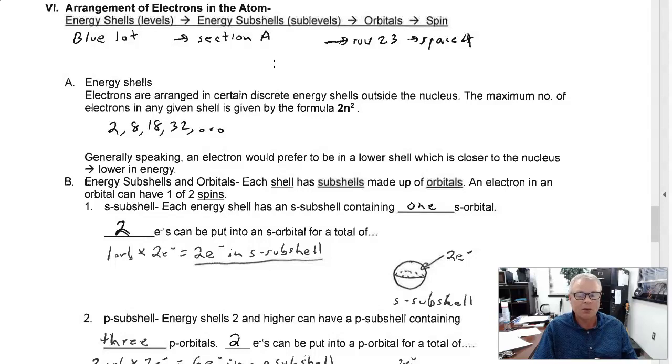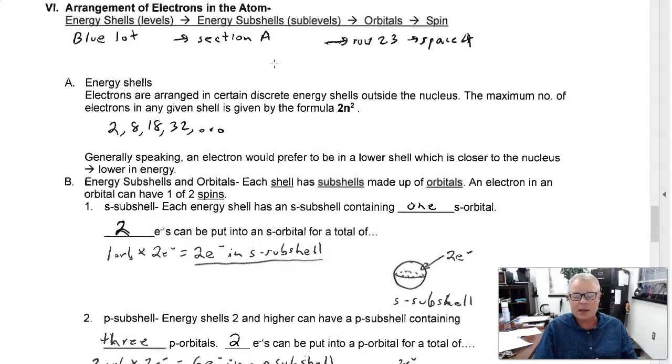All right. Well, energy shells are divided into energy subshells, and your subshells are made up of orbitals. So each shell can have subshells made up of orbitals. An electron in an orbital can have one of 2 what we call spins. We'll talk about that in a minute. So let's talk about the subshells.